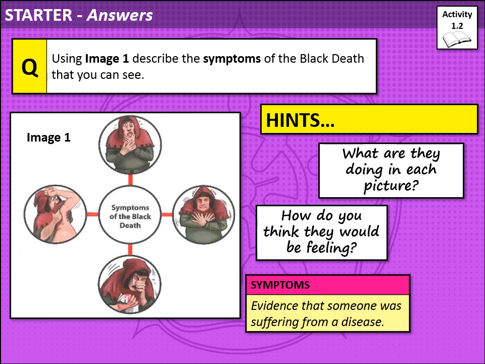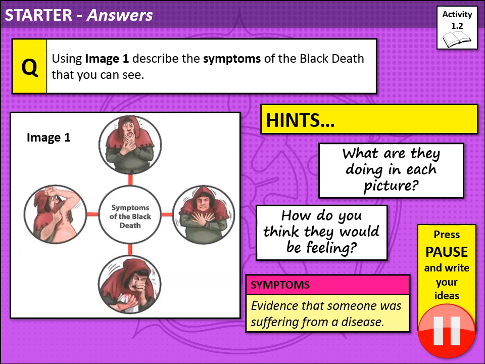Here are a few hints to get you thinking. What are they doing in each picture? How do you think they would be feeling? A symptom is evidence that someone was suffering from a disease. What symptoms can you see in this image? Pause to write your ideas in your workbook under Activity 1.2.